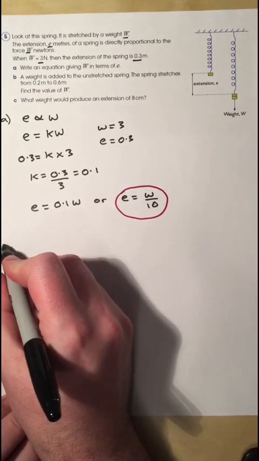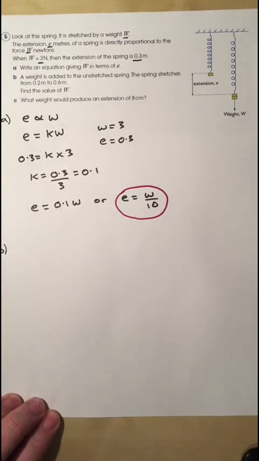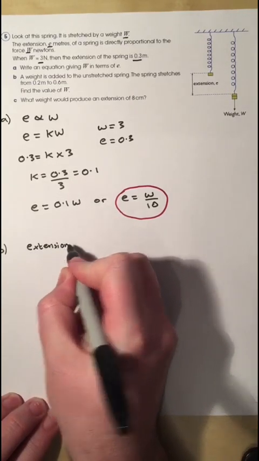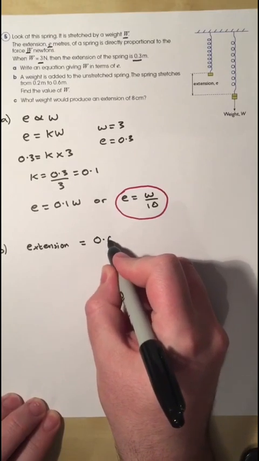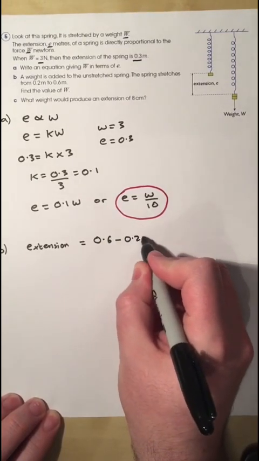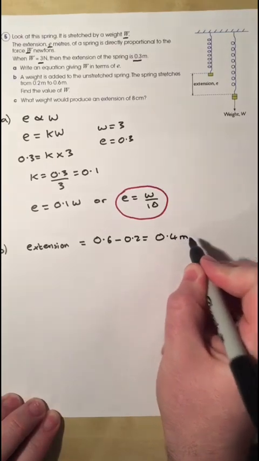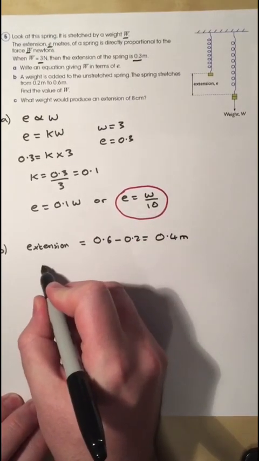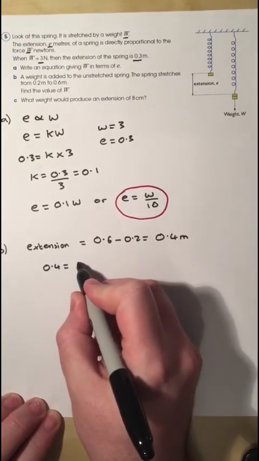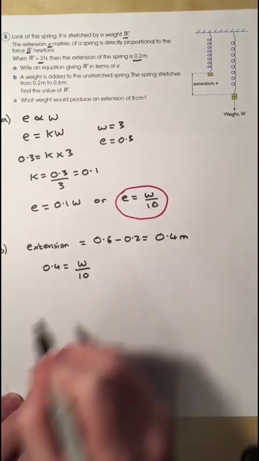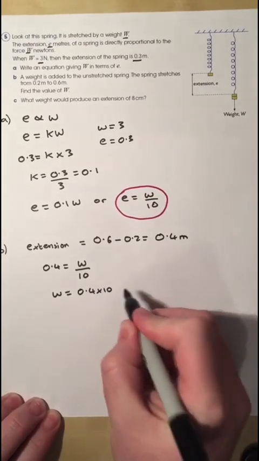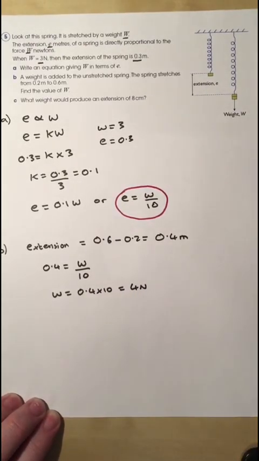Part B. A weight is added to the unstretched spring, so there's no extension. The spring stretches from 0.2 to 0.6. So first of all, if the spring has gone from 0.2 to 0.6, it's extended by 0.4 meters. Now we've got a value of E, we substitute it back into this equation. 0.4 equals W over 10. So the weight, or W, putting that 10 over there, is 0.4 times 10. So the weight is 4 newtons.